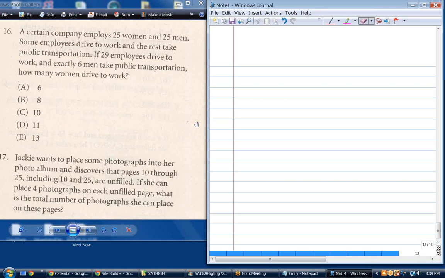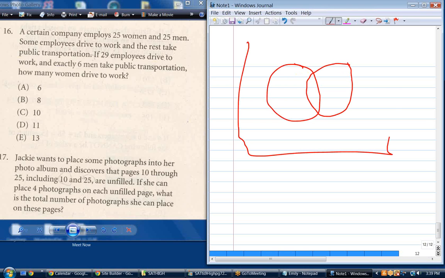Is this a Venn diagram problem? Yes, it is. This is a typical Venn diagram. Draw a rectangle with 2 circles in it that overlap. 6 women drive to work.